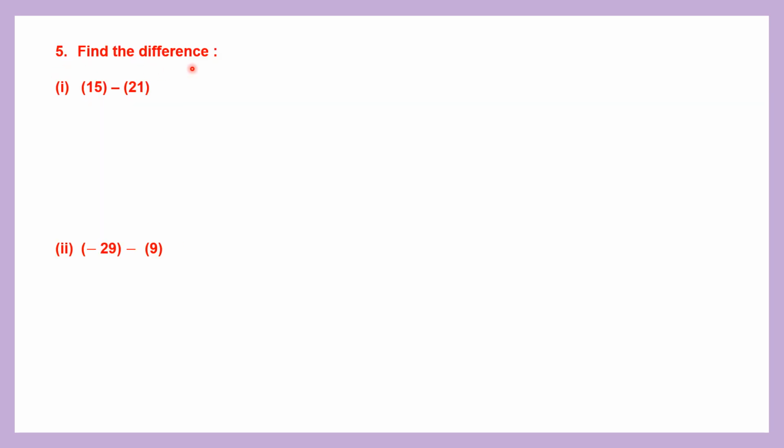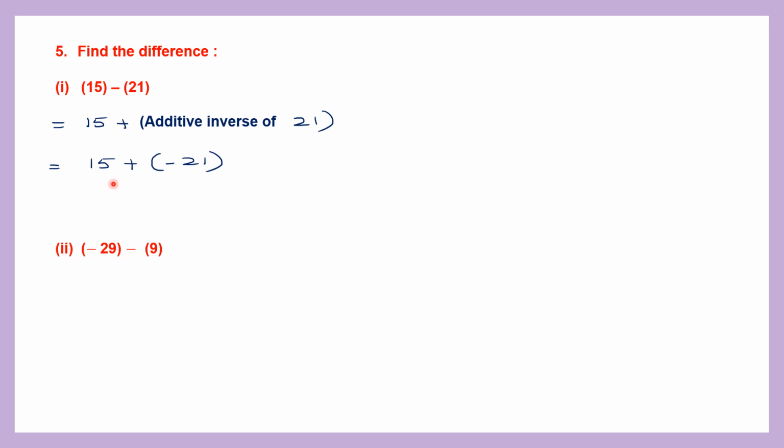So let's do subtraction, that is find the difference, question 5. Here we have 15 minus 21. The two integers are 15 and 21. So we write the additive inverse of 21, that is the second integer, and we change the operation to addition. So 15 remains the same. Now we change to addition and we write the additive inverse of 21. So here we have 15 and the additive inverse of 21 will be negative 21. Now we have finished writing the additive inverse.